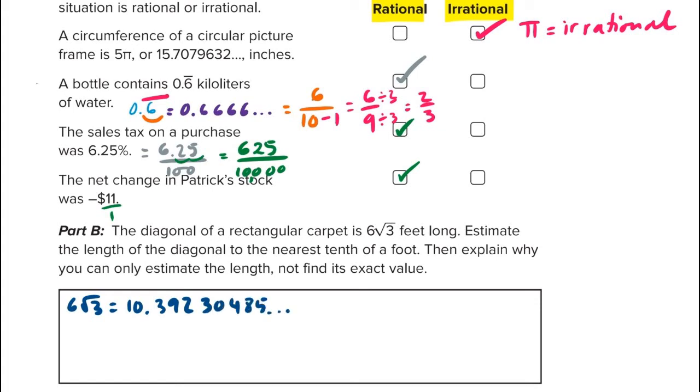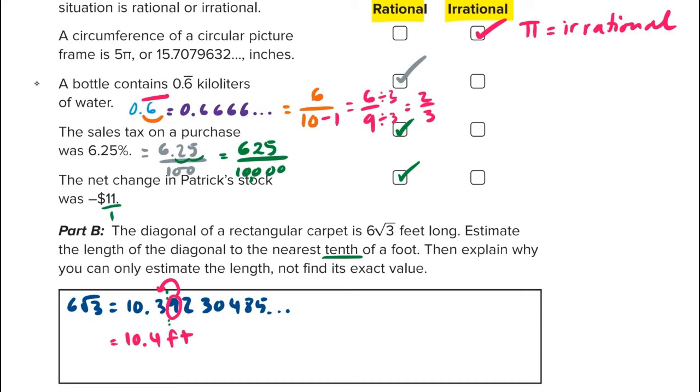So how can we round this to the nearest tenth of a foot? The tenths place value is one number after the decimal point, so we're going to stop at 3. However, we also need to look at the number right after the dotted line that I just drew. That number is called the helping number. If it's 5 or bigger, we're going to round up. If it's less than 5, we're going to drop that number. In this case, the helping number is 9, so we round up. That gives us 10.4 feet. So the estimated answer for 6 square root of 3 feet long is 10.4 feet.